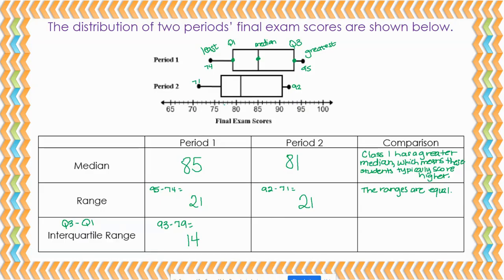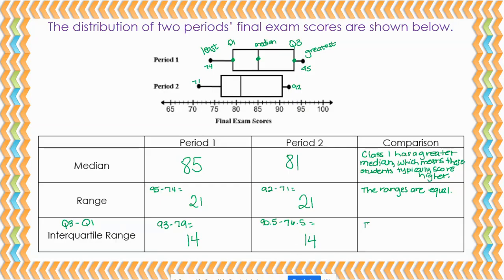For class period 2, when I look at Q3, it actually looks like it might be right here in between 90 and 91. So I can say that that's at about 90.5. Their first quartile looks like it's right here in between 76 and 77. So that would be 76.5. So when I subtract, I'm going to do 90.5 minus 76.5. And when I subtract those, I get an interquartile range of 14.